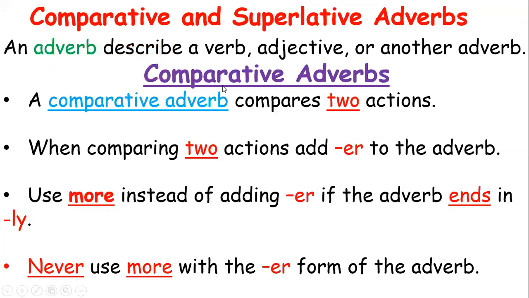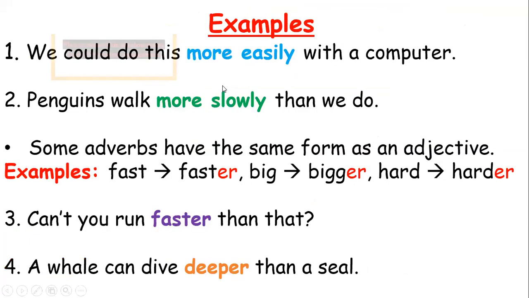We are talking about the comparative. We are comparing two things. So look at these examples. We could do this more easily with a computer. More easily. Easily is the adverb. It ends with ly, so we cannot add er. We cannot make it easily-er. So what do we add instead? More. We could do this more easily with a computer.